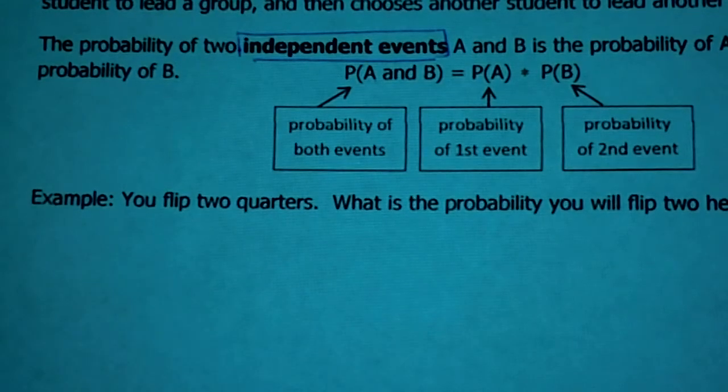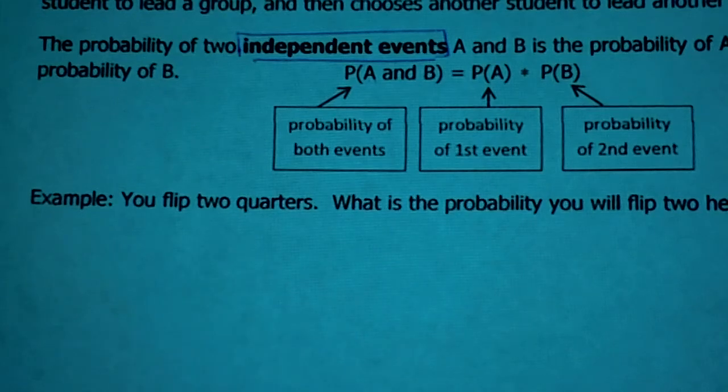An example. You flip 2 quarters. What is the probability you will flip 2 heads? The first thing you have to understand is that this is independent. Flipping a coin, what you flip the first time has no effect on what you're going to flip the second time. Just because you flip heads the first time doesn't mean you're going to flip tails the second. But I want to know, what are the chances that you are going to flip 2 heads? Okay, so to figure this out, I want to know the probability of event A, and I'm going to take that times the probability of event B.